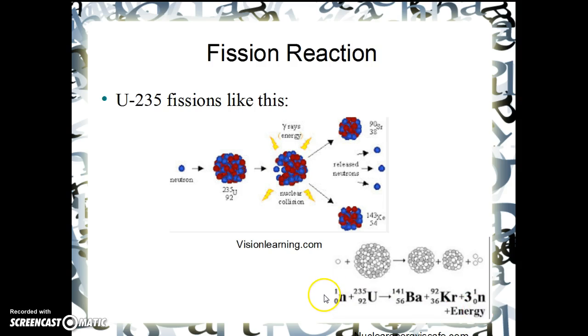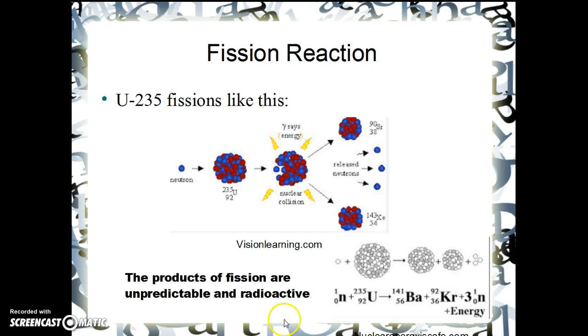U-235 fissions like this. A neutron enters, in this case, a nucleus of uranium-235, and a nuclear reaction occurs, producing daughter elements and more neutrons. In this case, the daughter elements coming off are strontium-90 and xenon-143. And here is the reaction schematically and using our convention.